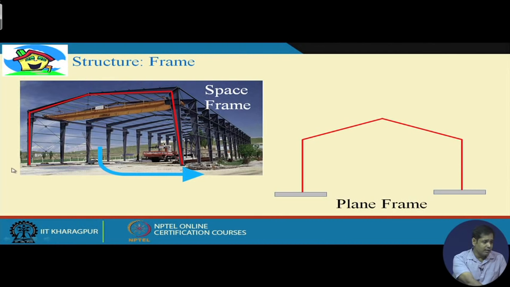These frames are supported at the ground, fixed at the ground, and this is the idealization of the support. Essentially, two kinds of structure we'll discuss here. One is called truss, one is called frame. For the time being, take the terms truss and frame for granted. We will discuss in detail how trusses and frames are different. In this case, we'll be considering plane truss and plane frame. But again, as I said earlier, this is not a limitation. Once we learn the concept, we can extend it to three-dimensional problems as well.